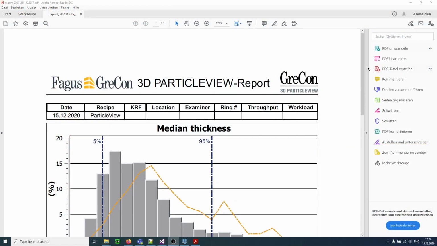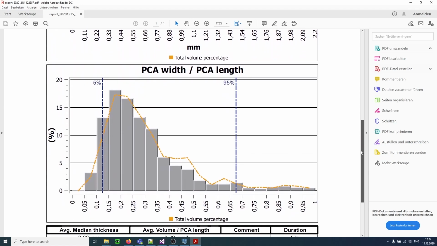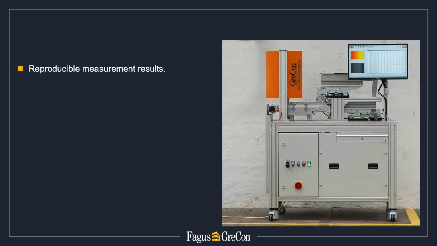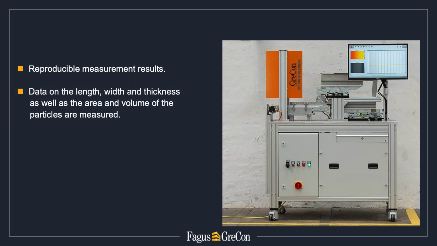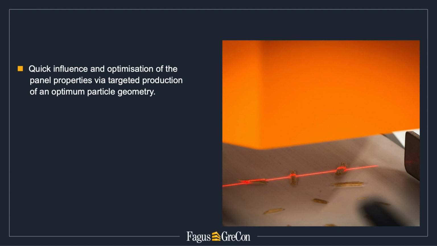For example, the proportion of particles of a certain thickness, length and width of the total volume of the sample is displayed. The 3D particle view is preferably used in the laboratory or in the machining control room. The distances are short here and the data obtained can be used immediately. The convincing benefits of the 3D particle view are consistent measuring results as operator influence is eliminated, data on all 3 dimensions of the particles, enormous time savings as measurement is fully automatic, quick influence on the cutting process and thus on the particle geometry.